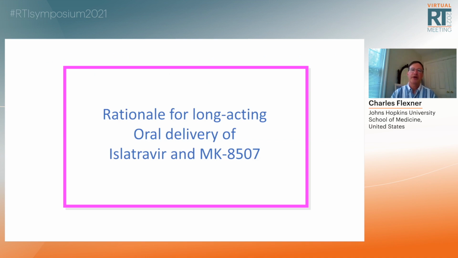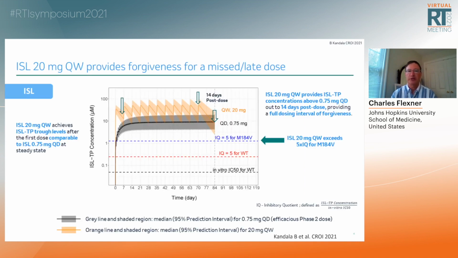Now, because MK-8507 can be given once a week orally, and islatravir can be given once a week orally, and because these two drugs do not share overlapping resistance, they are being developed as a two-drug, once weekly oral regimen for HIV treatment. This figure, which was presented at CROI in March of this year, shows the predicted forgiveness of a 20 milligram dose of islatravir when given orally once per week.